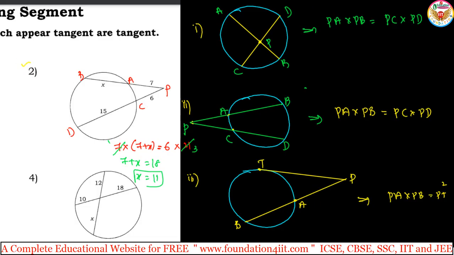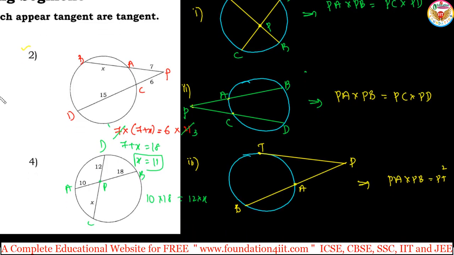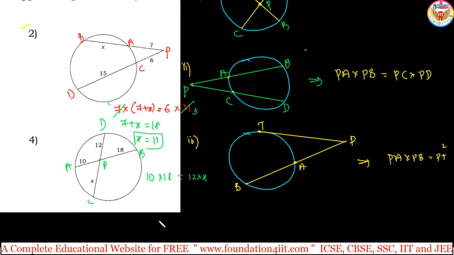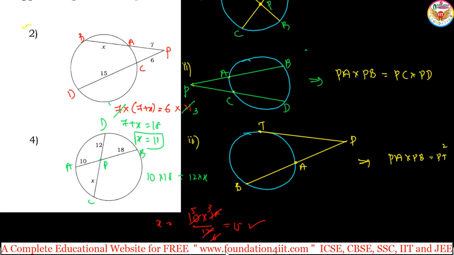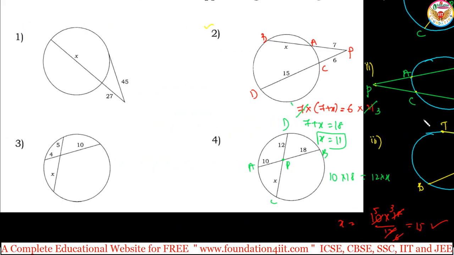Next, okay, question number 4. This is intersecting internally. This is AB, and it is C and D. So PA into PB, 10 into 18, is equal to 12 into X. We can simplify this property. That is X is equal to 10 times 18 by 12. Simplifying, X is equal to 15. So any property can apply in the same way.